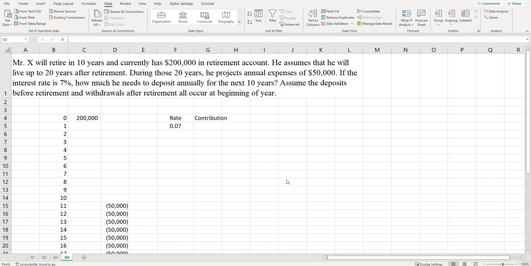Quiz 1, question 4. Mr. X will retire in 10 years and currently has $200,000 in his retirement account. He assumes that he will live for up to 20 years after retirement. So he'll work 10 years and then live for an additional 20 years after he retires.